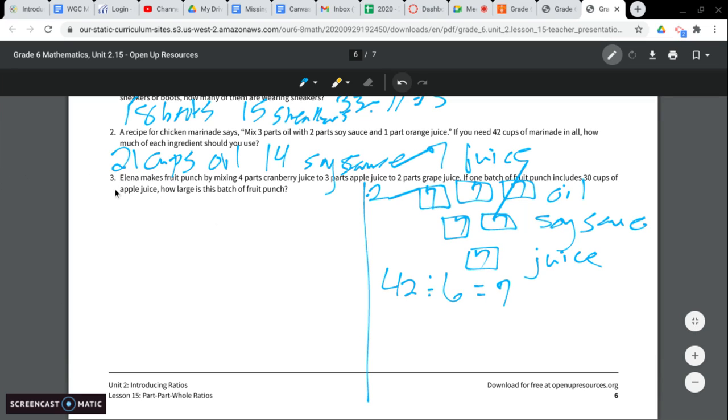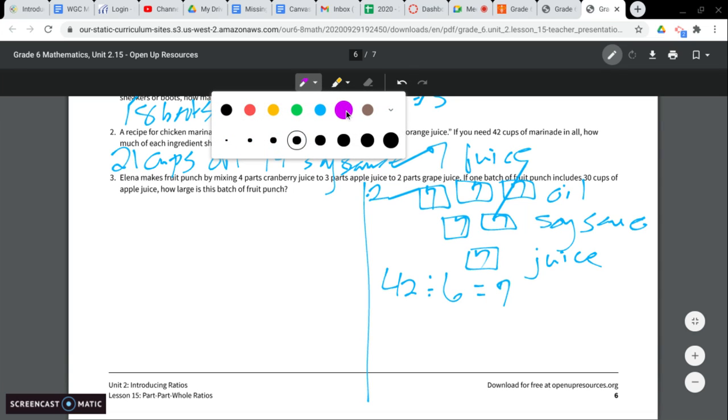All right, for the last one, Elena makes fruit punch by mixing 4 parts cranberry juice to 3 parts apple juice to 2 parts grape juice. If one batch of fruit punch includes 30 cups of apple juice, how large is this batch of fruit punch?